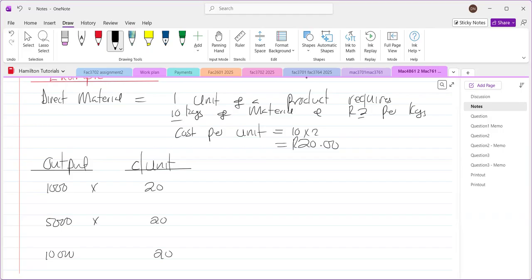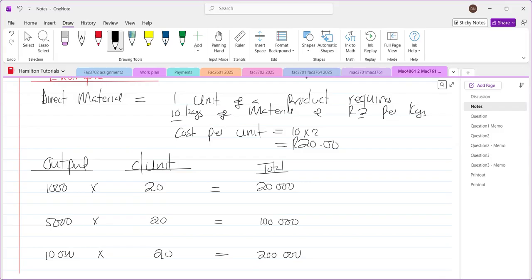Right, however, my total cost now will change in direct proportion to changes in output. So if I produce 1,000 units, my total cost will be 20,000. As I increase output, if I produce 5,000, my total cost will become 100,000. If I produce 10,000, my total cost becomes 200,000. So there is a change in direct proportion to changes in output.